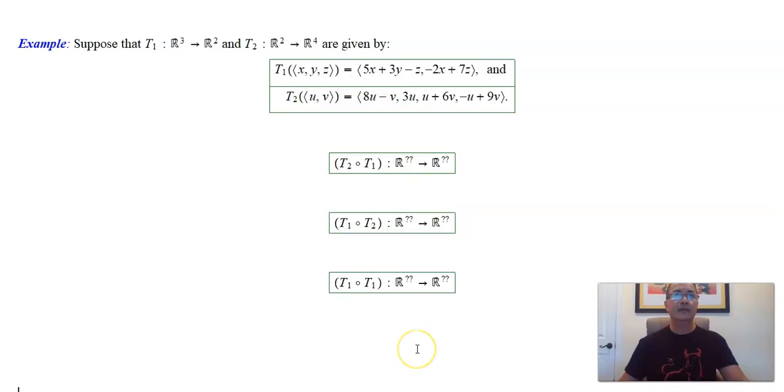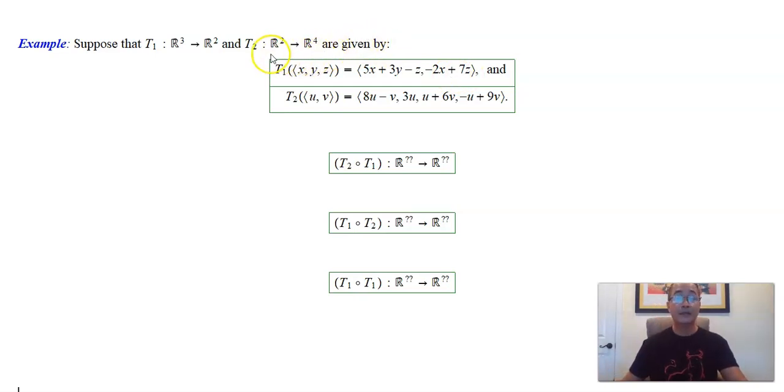Alright, so here's an example. Let's say that T1 is going from R3 to R2, and then T2 is going from R2 to R4. Okay, so who is T1? The input is x, y, z from R3. The output must be in R2. So we have 5x plus 3y minus z in the first component, minus 2x plus 7z in the second component. If that looks familiar, that was the same T1 in our previous example.